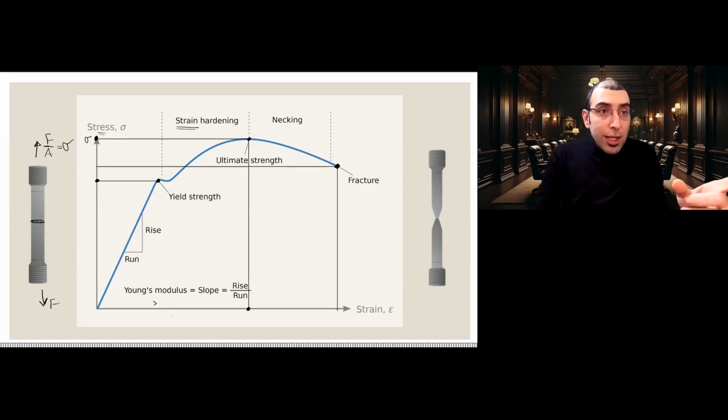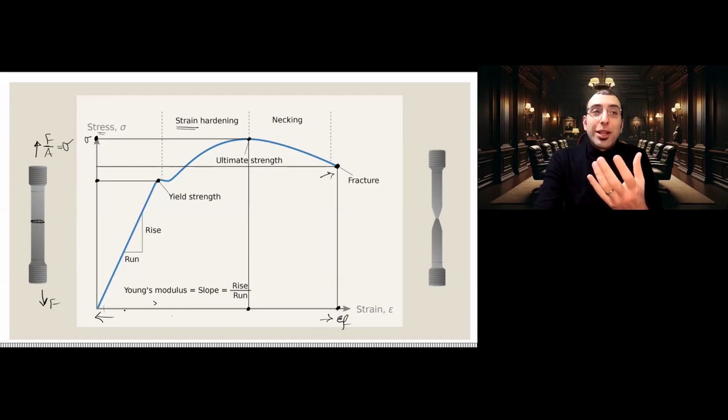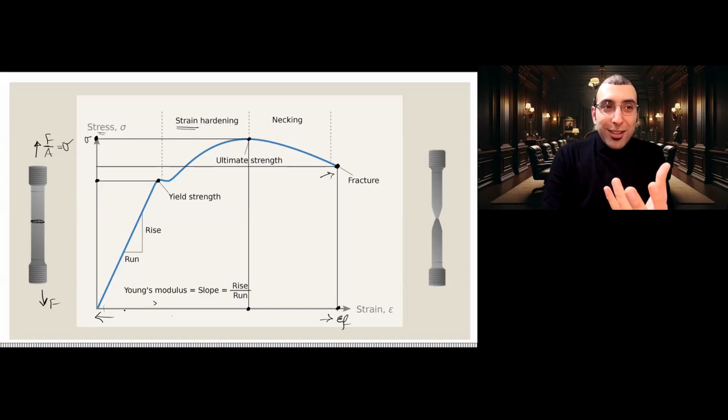Now, if you look at the slide, where is the fracture point? It's here. Strain at fracture is here. This is the strain at fracture, and this is how much, from here to here. This is how much strain you apply on the material before it breaks. That's a measure of your ductility.